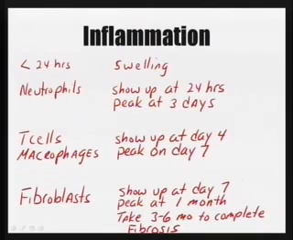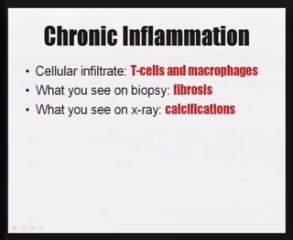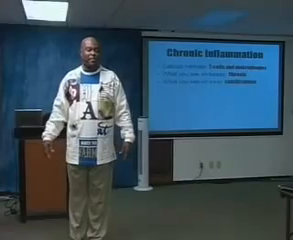Josh says, that's right. Do you believe him, Ferdy? I believe, baby. That means anytime they ask you about acute inflammation, look for swelling, look for cellular infiltrate, neutrophils. Anytime they ask you about chronic inflammation, cellular infiltrate, T cells and macrophages. What are you going to see on biopsy? Fibrosis. What do you see on X-ray? Calcification.